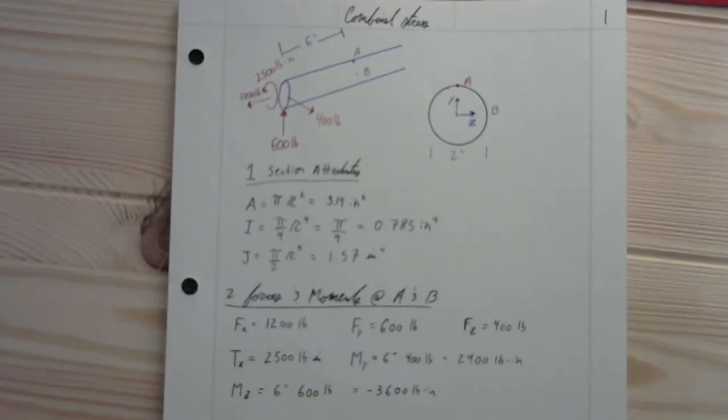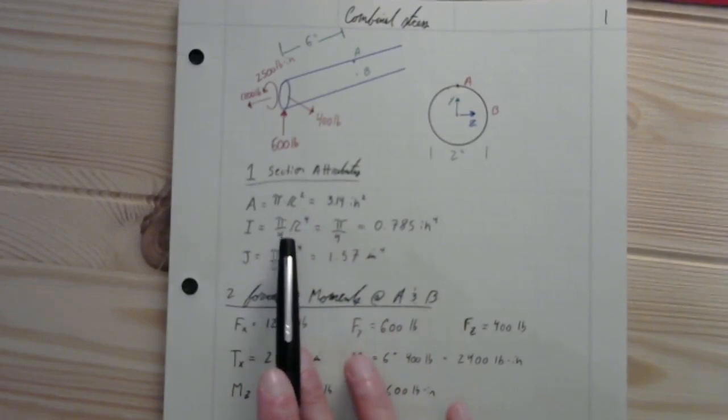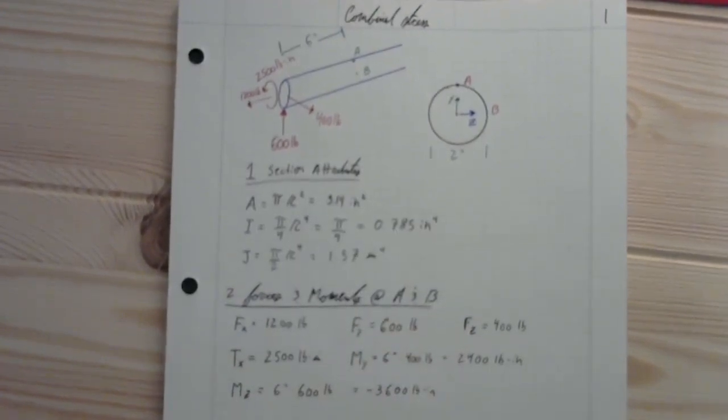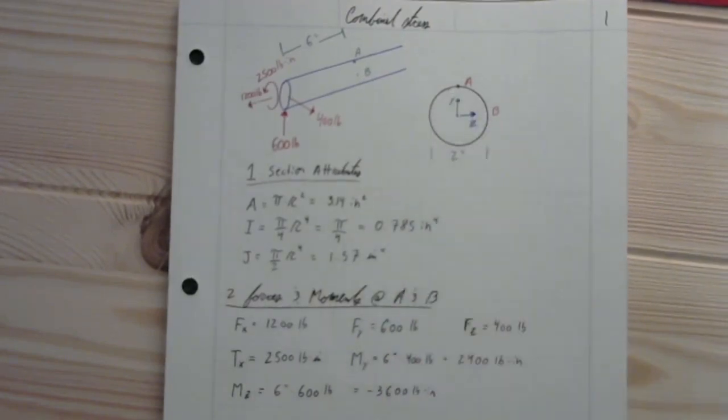So we've got the section attributes for the section that this is going to act on, and we've got the forces and the moments that will be acting on those sections. So now all we have to do is determine the stresses from all these forces on these points A and B.